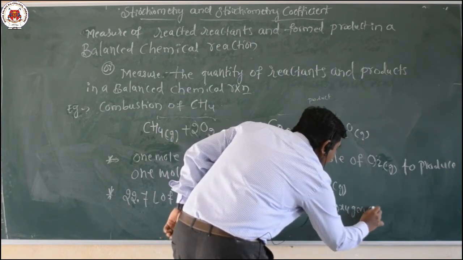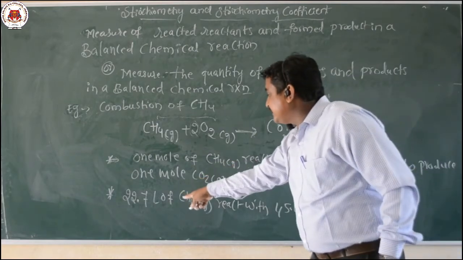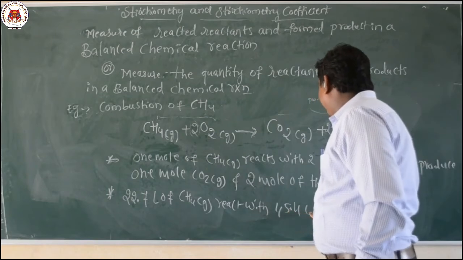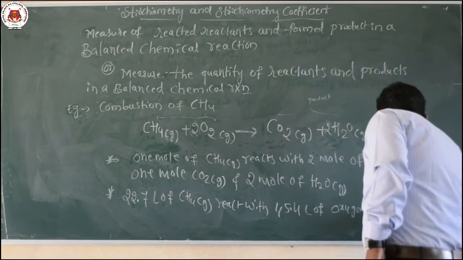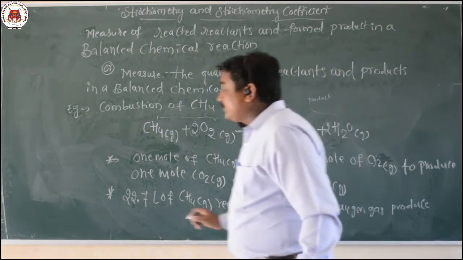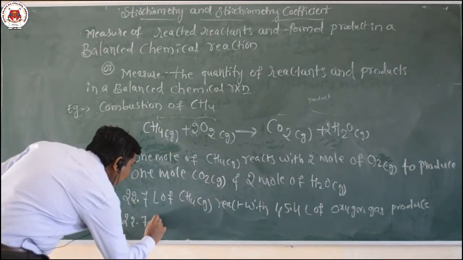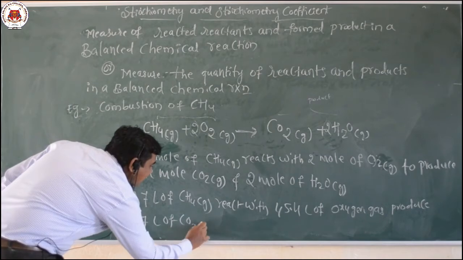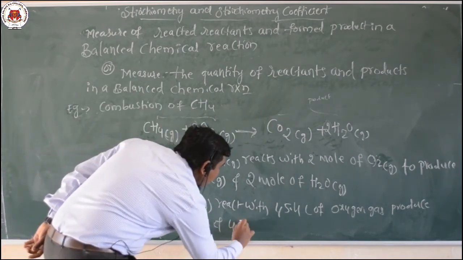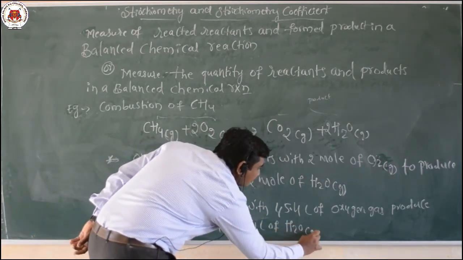So 22.7 liter of methane gas reacts with 45.4 liter of oxygen gas to produce the same thing, 22.7 liter of carbon dioxide gas and 45.4 liter of water gas, H2O gas.